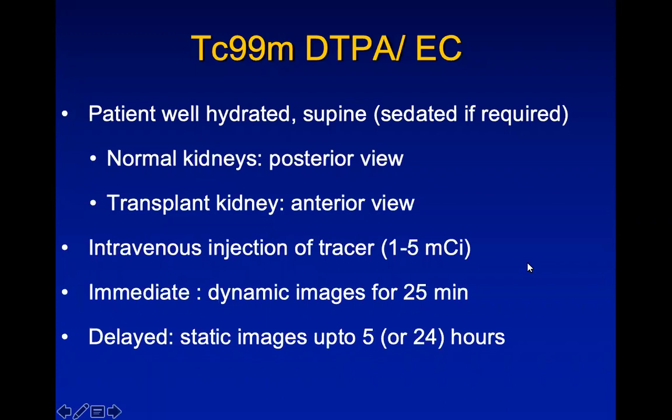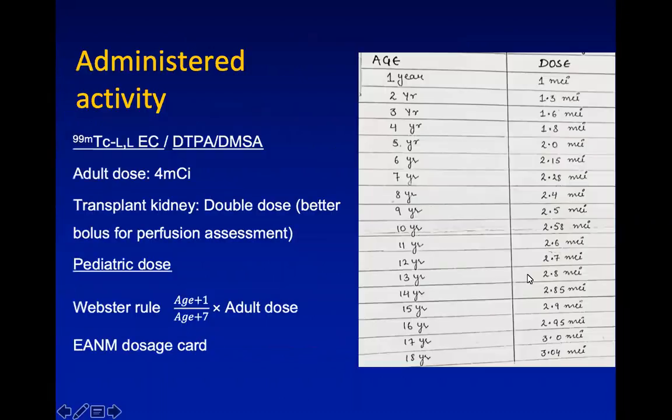The tracer injected is usually in a dose of 1 to 5 millicuries, depending on the size of the patient. We acquire immediate dynamic images for 25 minutes, followed by delayed static images up to 5 or sometimes even up to 24 hours. But up to 3 hours is essential in most cases.